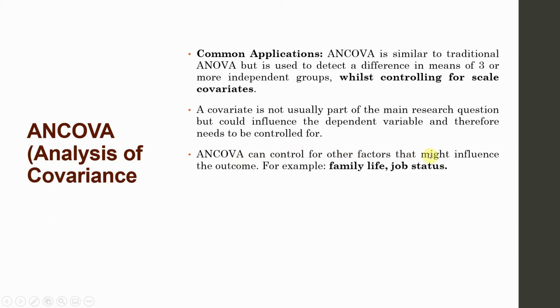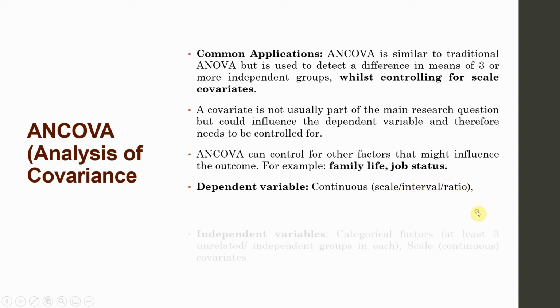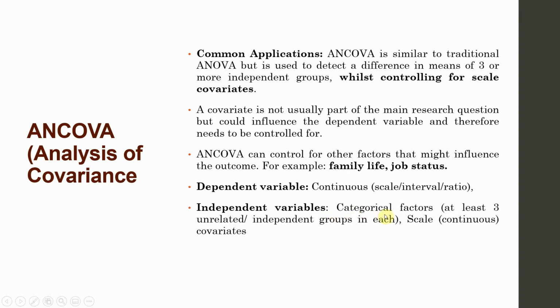ANCOVA can control for other factors that might influence the outcome. For example, family life or job status may act as covariates in a relationship. Now, for ANCOVA, just as ANOVA, your dependent variable should be a scale level variable, that is interval or ratio. And your independent variable is your categorical variable, whereas your covariate must be a scale variable.